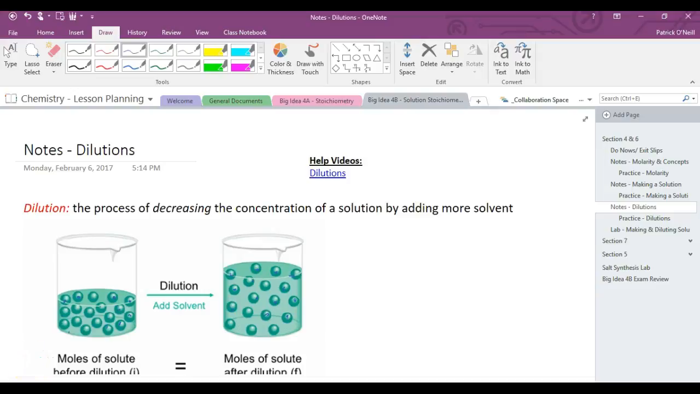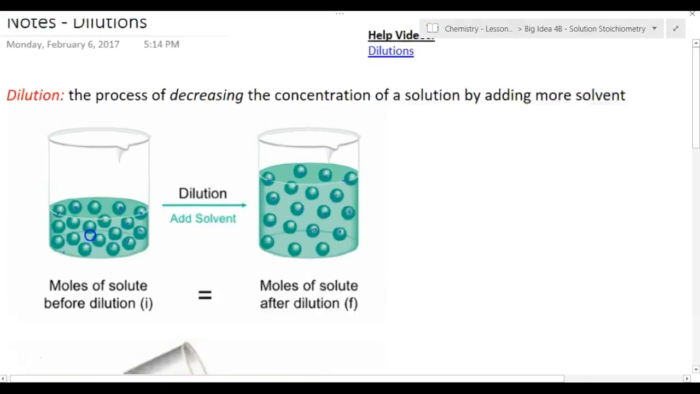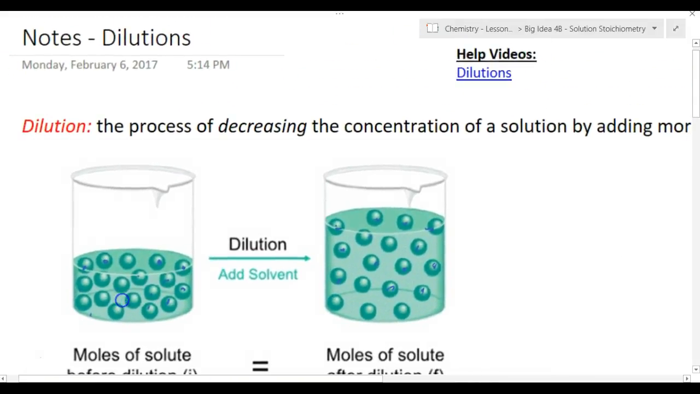Hello, so today we are going to be covering big idea 4B, which is solution stoichiometry. The subsection of notes we are covering is dilutions. Okay, so please split screen, open this up. Okay, so we are going to be going over dilutions.